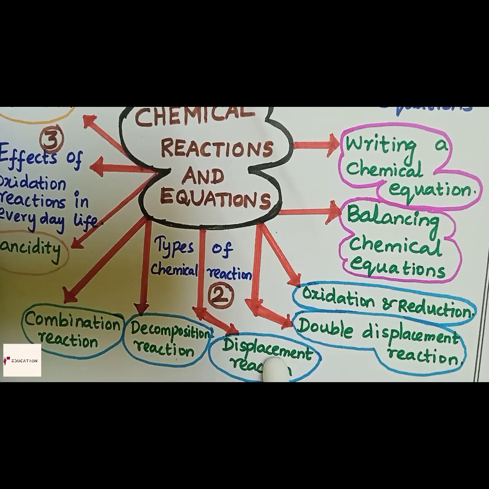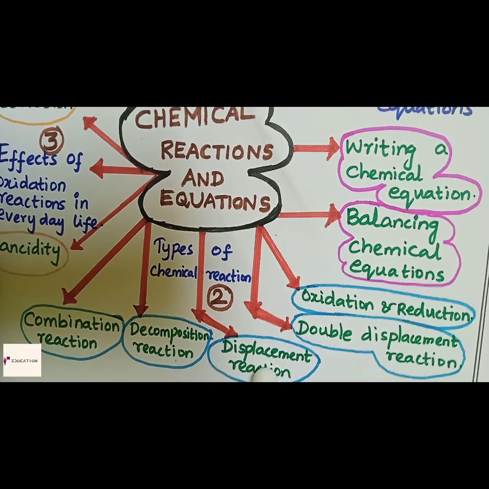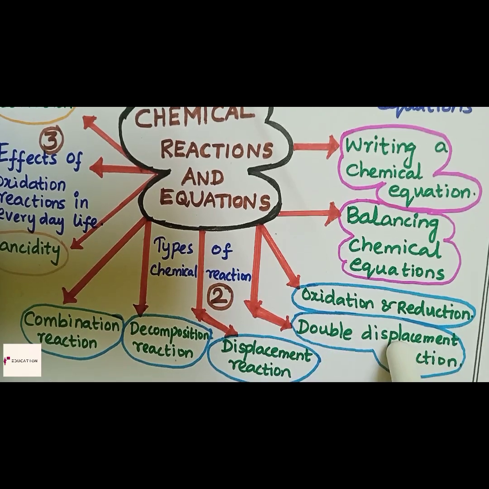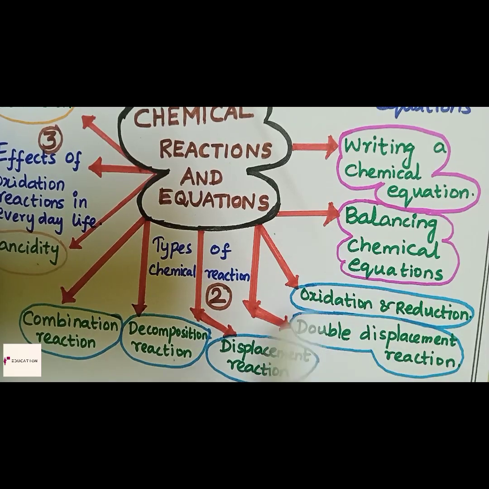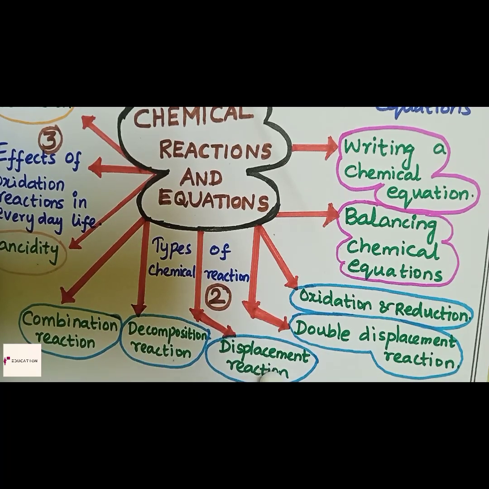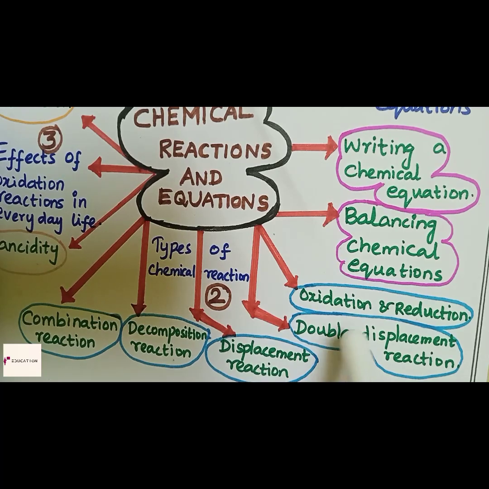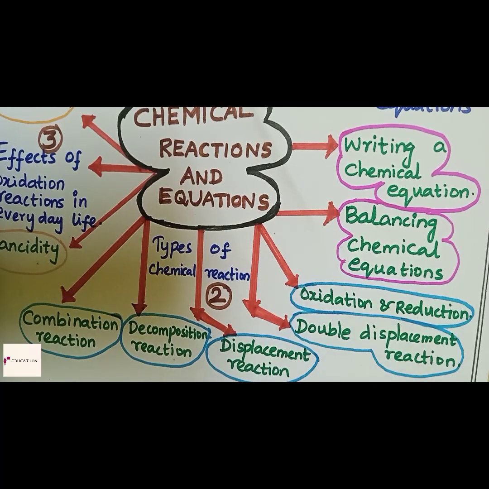Displacement reaction: here what will happen? The highly reactive metal will displace the less reactive metal. Then double displacement reaction, here there is an exchange of ions. Oxidation and reduction: here what will happen? Addition of oxygen or removal of hydrogen. So what are the five types of chemical reaction? Combination, decomposition, displacement reaction, double displacement reaction, oxidation and reduction.